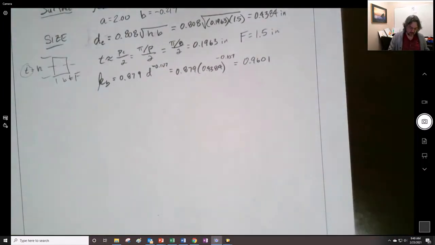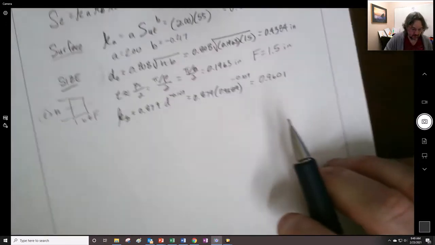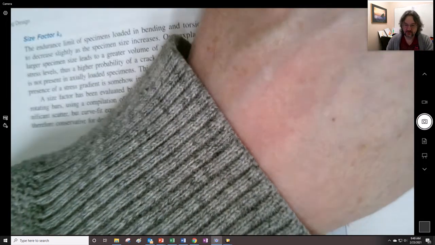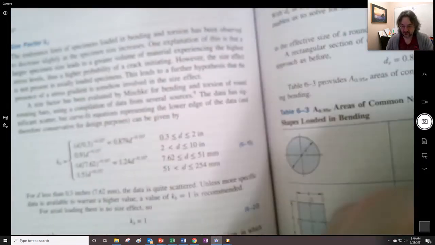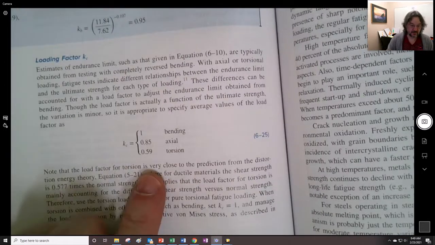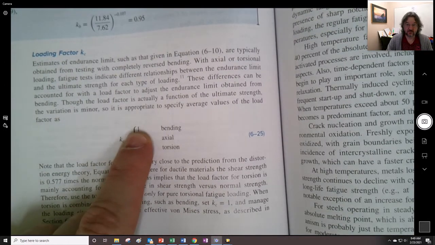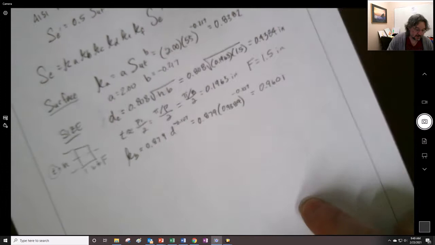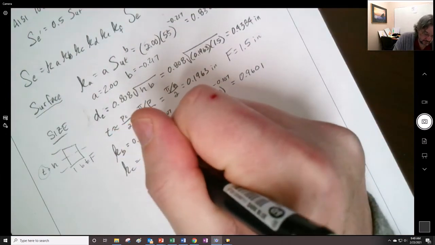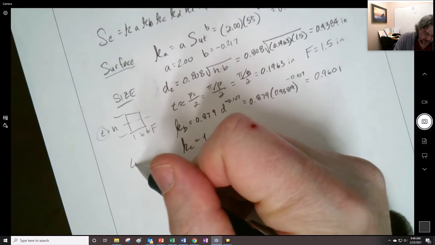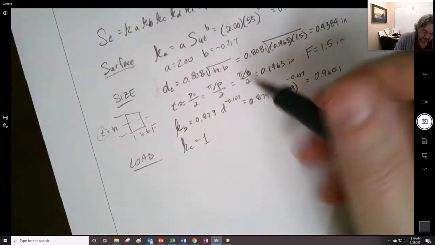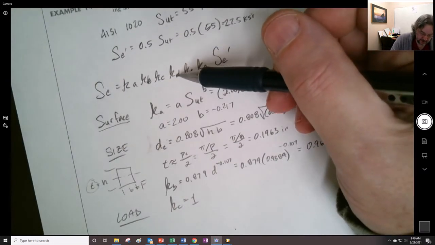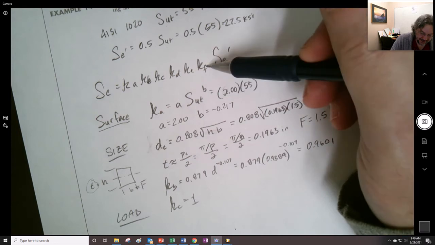The next one that we'll have here is KC, and this is really a good review of chapter 6 for us. KC is 1. It's bending, and that's the only thing we're really curious about, so that's fine. So this was a load type. Now the rest of them, remember that this was temperature, I believe this was reliability, and this was miscellaneous.